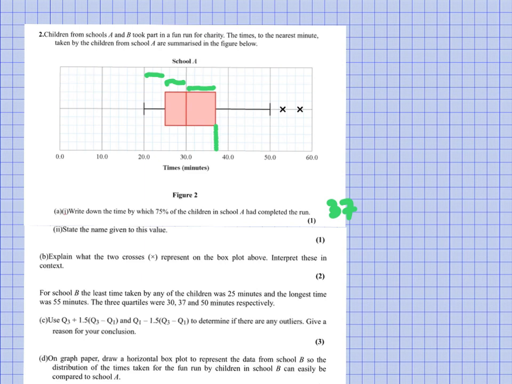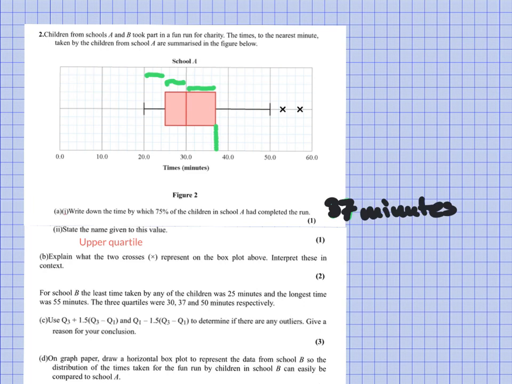I'll use the black pen. 37 minutes. Okay. Now part 2 there, state the name given to this value, and I'm looking for upper quartile there. However, if you'd written Q3, third quartile, or 75th percentile, something like that, you get the answer. However, the answer I'm expecting is the upper quartile.